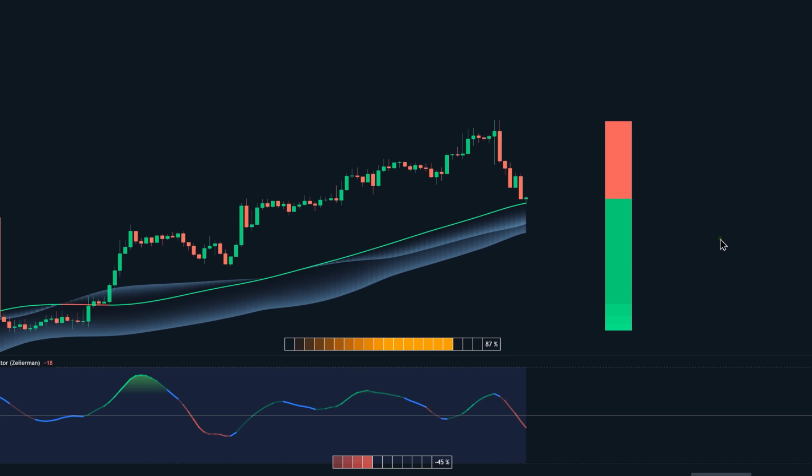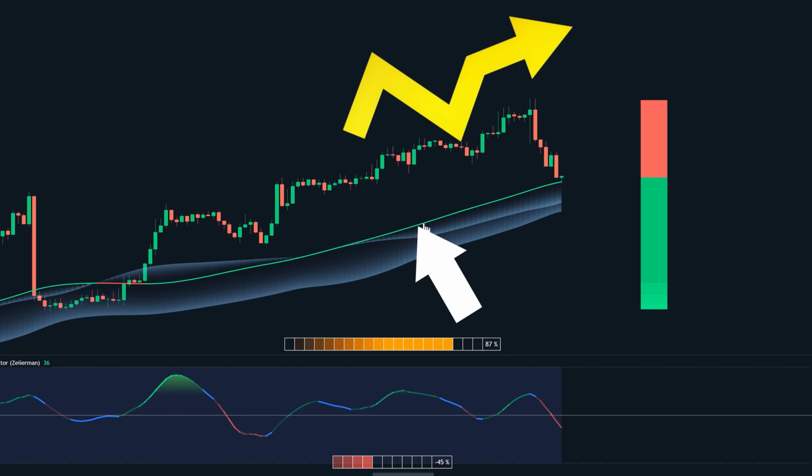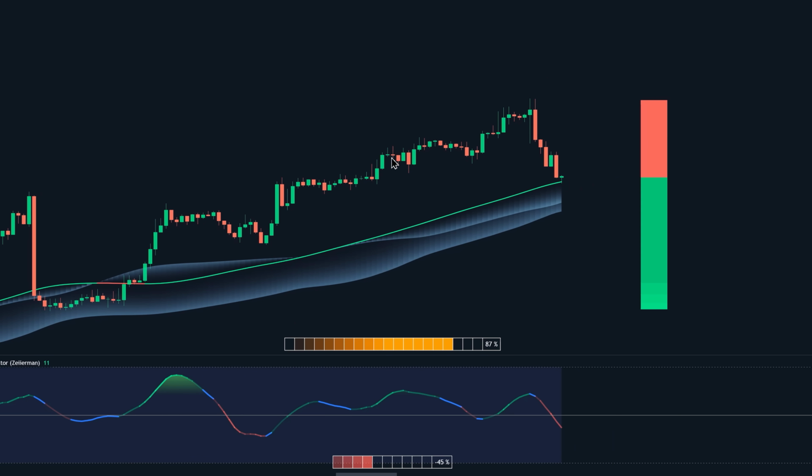Now, to take a long trade, the trend of the market should be bullish, indicated by a green trend ribbon with the price trading above it. Now, you also need to ensure that the trend range is more green than red, showing that over the last 100 candles, the market has been bullish.